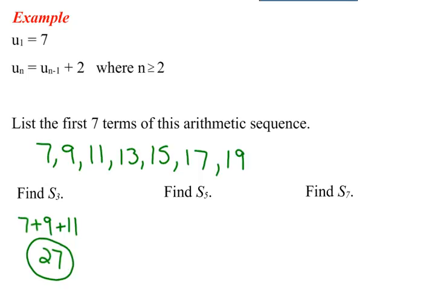All right, the second part says find S sub 5. So S sub 5 means find the sum of the first 5 terms. So we would do 7 plus 9 plus 11 plus 13 plus 15.